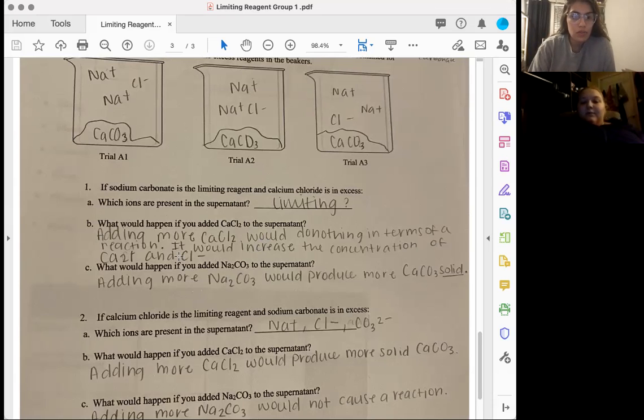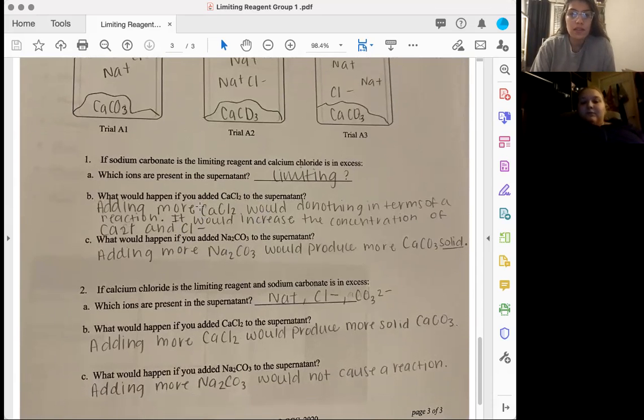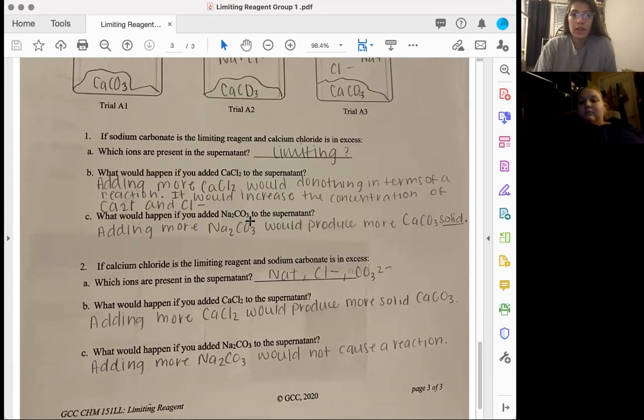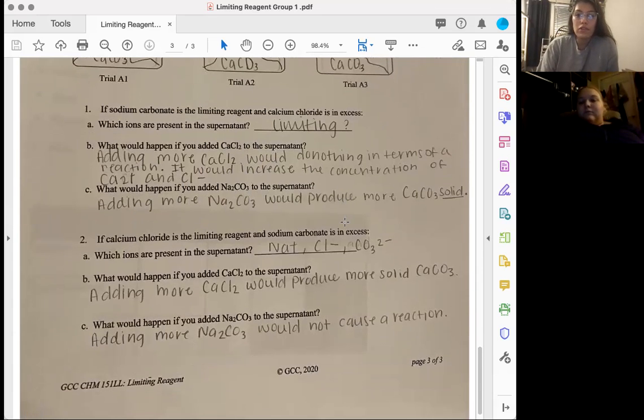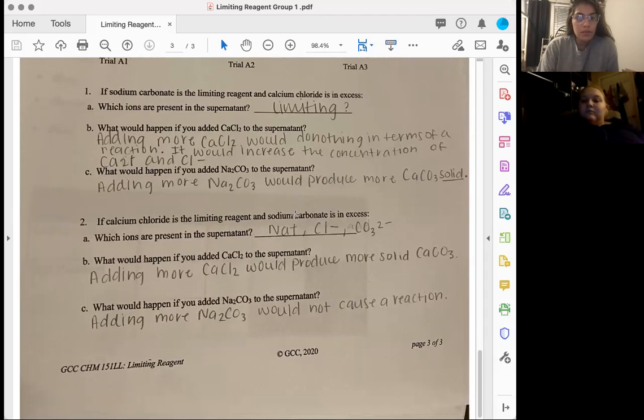Then for the next one, what would happen if you added CaCl2 to it? If you added CaCl2 to it, then it would basically do nothing. It would just add more of it and it'd be more concentration of it, but there wouldn't be a reaction out of it. If you added Na2CO3, then you would produce more of the solid substance, which is at the bottom of the beaker. So then there'll be more at the bottom of our beakers.